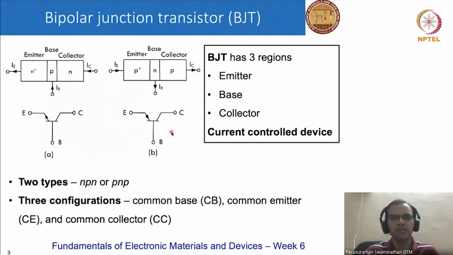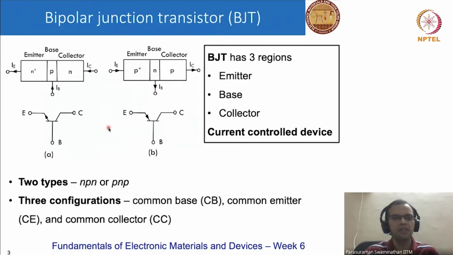There are essentially three types of transistors. The first one we are going to talk about is called the bipolar junction transistor, or BJT. It is a current control device and it has three distinct regions called the emitter, base and the collector. Two configurations are possible. We can either have an NPN, in which case the emitter and collector are N-type, the base is P-type, or we can have a PNP, which is just the reverse.